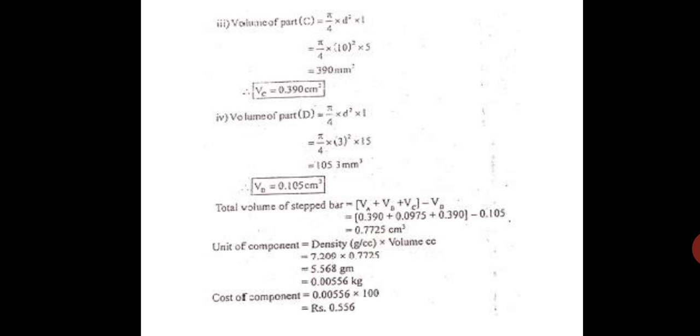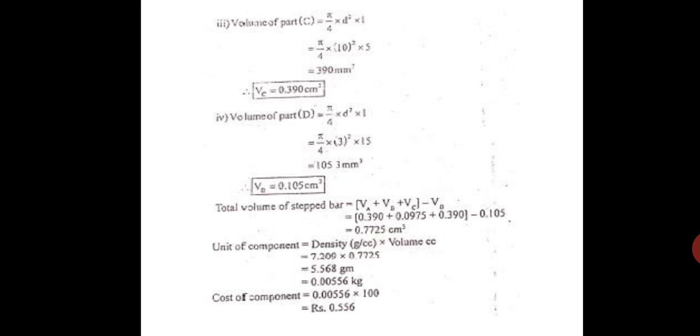So 7.2 is the density given, into 0.77, that is the volume. So you get 5.56 grams. If you divide by 1000, you will get kilograms: 0.00556 kilograms. And in the problem itself, they have given that cast iron costs 100 rupees per kg. So multiply 0.00556 kg into 100, and you get rupees 0.556 as the cost of the component.